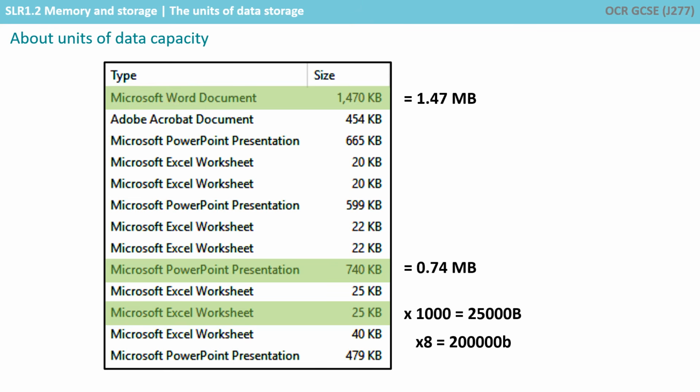In a similar way, here we have an Excel document which is just 25 kilobytes. If we want to know how many bytes that is, then it's 25,000 bytes. That's because a kilo is 1,000. If we want to know what it is in bits, then we take our 25,000 and multiply it by 8, as there's 8 bits in a byte.